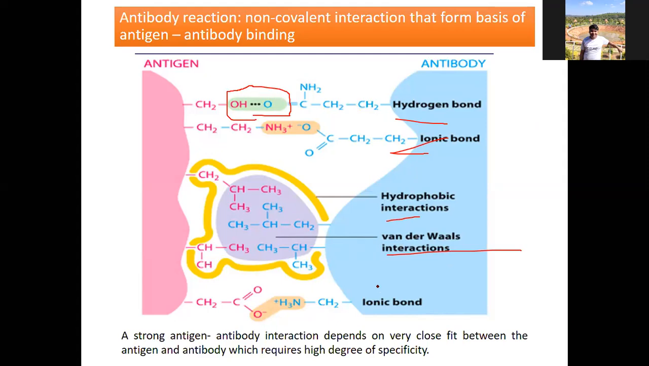Okay, and along with that, you could see the ionic bond. These are some of the various important bonds that are being formed, with the help of which a firm binding is achieved. It is a non-covalent bonding, and we could see that there are different types of bonds. So this is a combination of several bonds, but it is a non-covalent interaction that is being formed between the antigen and the antibody structure.